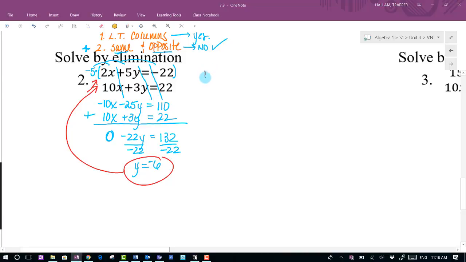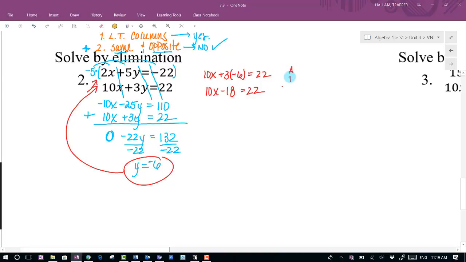So I'm going to go ahead and start over here. I'm going to write 10x, because remember, y is now equivalent to -6. So wherever I see the y, I'm going to replace it with -6. That's called substitution, equal to positive 22. So let's clean this up a bit. So 10x minus 18 equals 22. And now I can start my solving process.